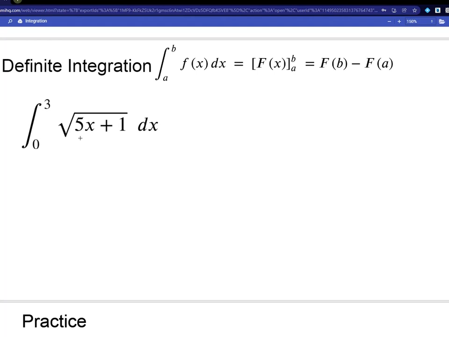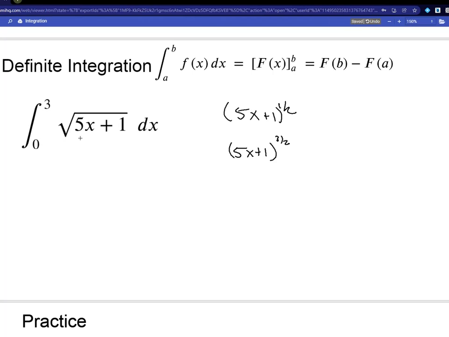Oh, Mr. Cross, I got my final answer. Someone tell me what we did first. How'd you do it? I made it to the power of 1/2. All right, now what'd you do? I wrote down 5x plus 1 first, and I added 1/2 by 1. So what's that going to be? 3/2.